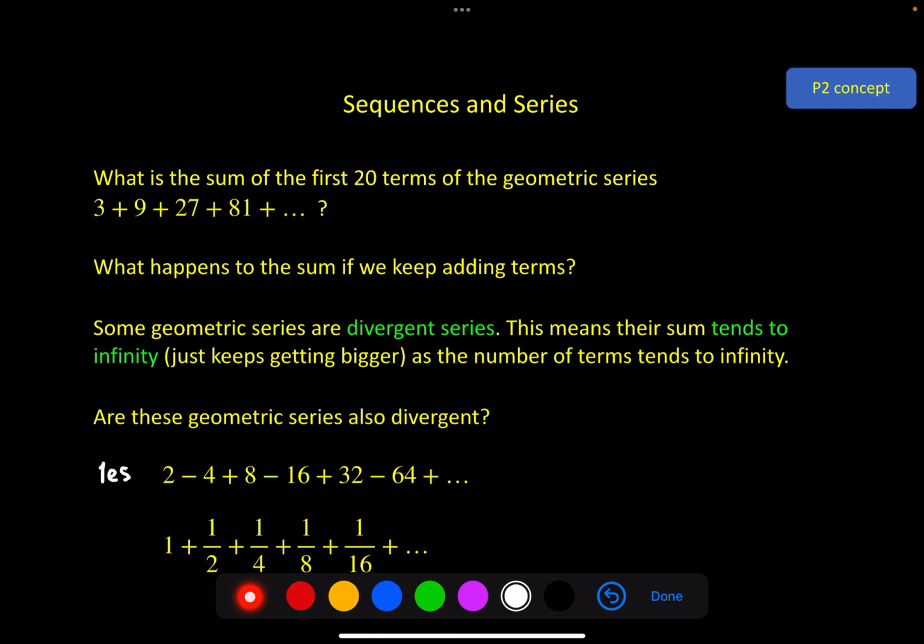This one is divergent, but this one is not divergent. Because although I can keep adding more and more terms, the terms are getting smaller and smaller and smaller. So as I add them, it's making less difference, and it doesn't just keep getting bigger forever to infinity, it starts to hit a limit.